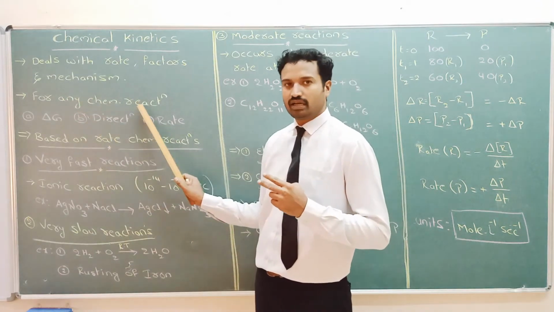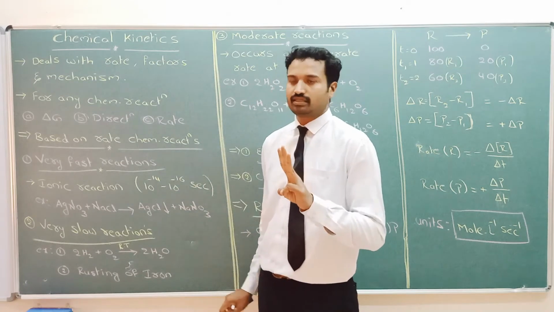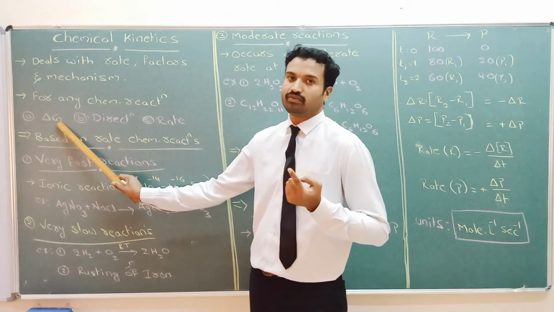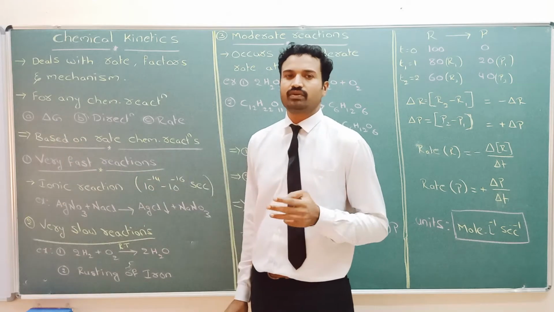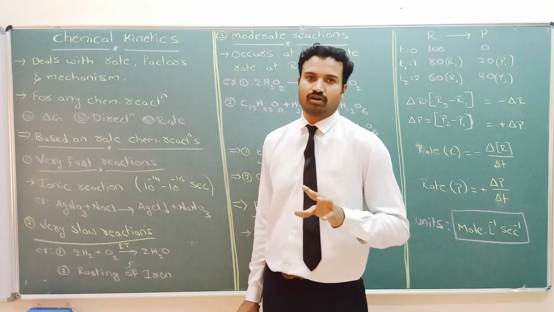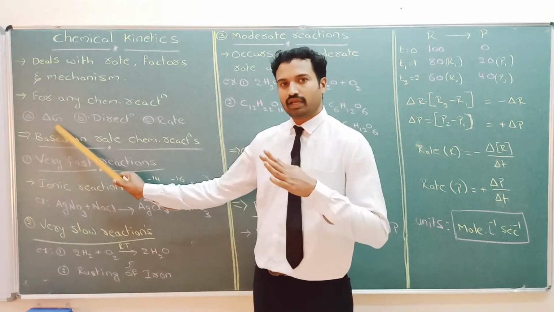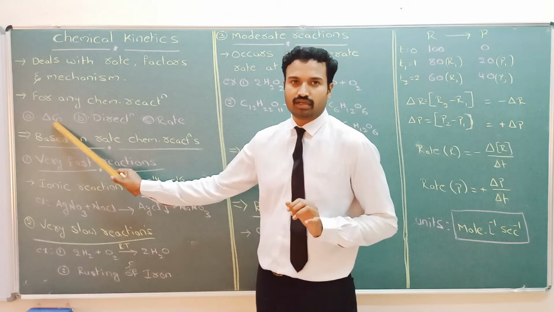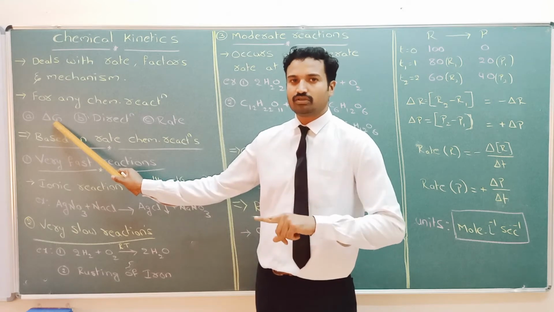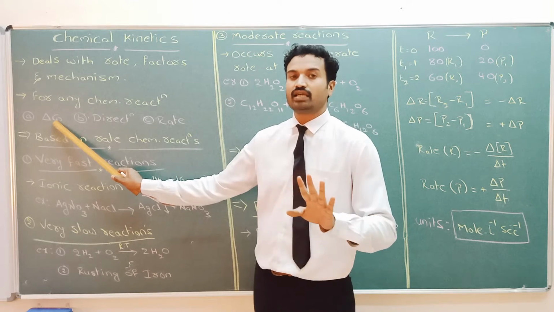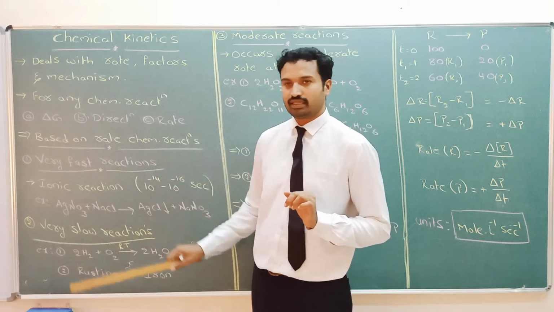Again, for any chemical reaction, we need to understand three things. One is the free energy change, that means spontaneity of a reaction. Spontaneity means whether the reaction is feasible or not, possible or not under certain conditions. If delta G is negative, the reaction is feasible. If delta G is positive, the reaction is not feasible. If delta G is equal to 0, the reaction is at equilibrium. So this is about delta G.